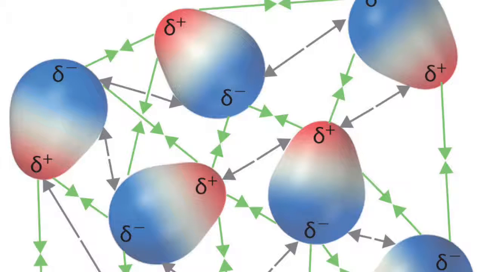Now, dipole-dipole is similar to ion dipole, but the molecules with dipole-dipole forces have permanent dipoles and are attracted to similar molecules. The positive end of the dipole of one molecule is attracted to the negative end of another.